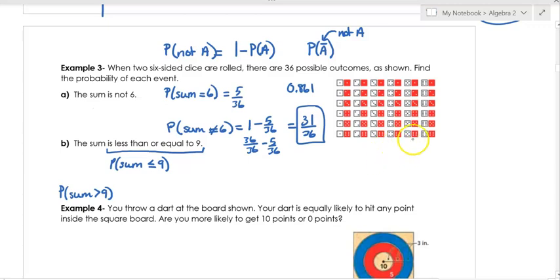So the probability the sum is greater than 9. Let's see. I'm looking for sums greater than 9. All of these are 10, 11, and 12. So 1, 2, 3, 4, 5, 6. That happened 6 times. That's 6 out of 36. All right, and so if you want to find the probability the sum is less than or equal to 9, that's everything but the 6 out of 36. So that leaves 30 out of 36, which is the same as 5/6.